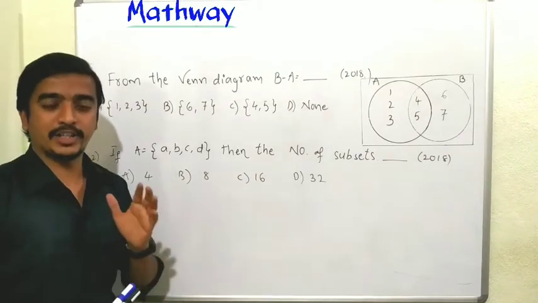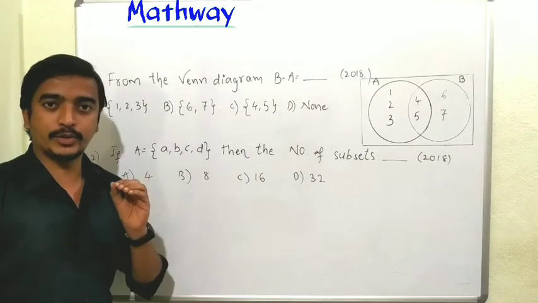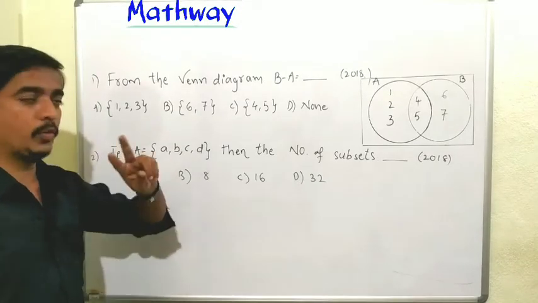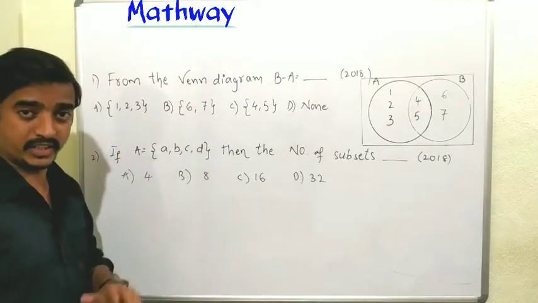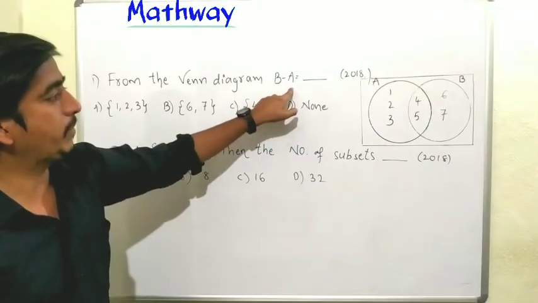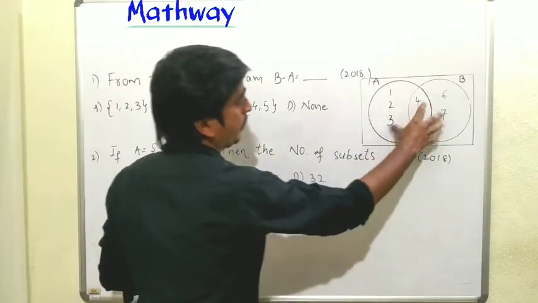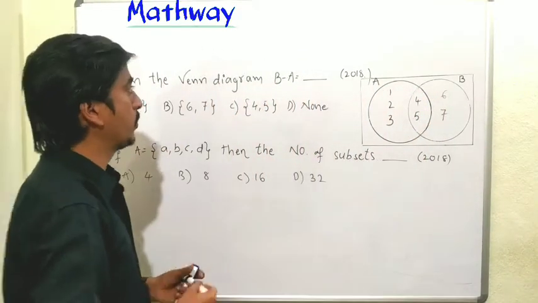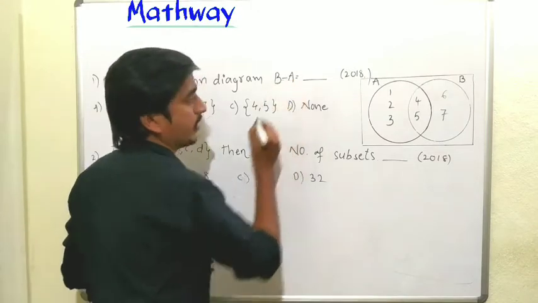Let's see what questions we got in 2018 from the sets chapter. In 2018 we got 2 questions, meaning 2 marks, from the sets chapter. The first question is from the Venn diagram, B minus A. He has given a Venn diagram, and from the diagram we need to find the value of B minus A, the difference of the sets.